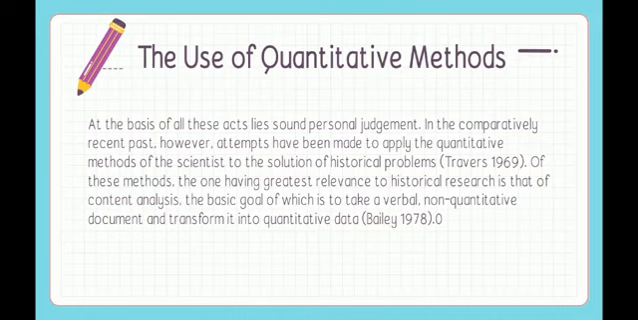As the basis of all this art lies in personal judgment, in the comparatively recent past, however, attempts have been made to apply the quantitative methods of the scientist to the solution of historical problems. Travers, 1969. Of these methods, the one having greater relevance to historical research is that of content analysis, the basic goal of which is to take a non-quantitative document and transform it into quantitative data. Bailey, 1978.